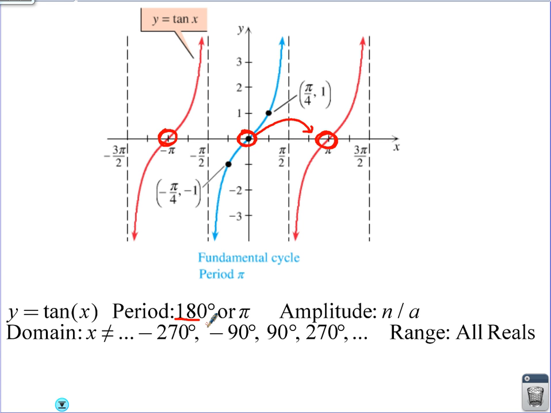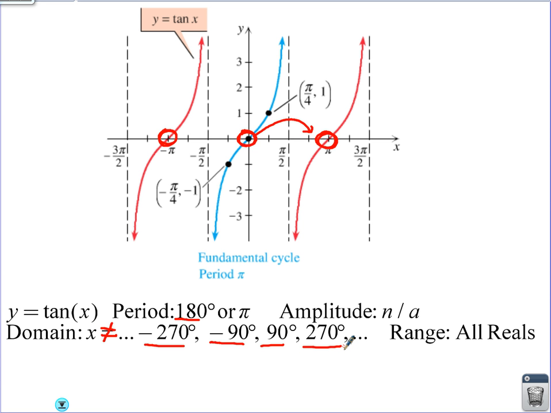Amplitude, not applicable. It doesn't have an amplitude. It doesn't have a height. Domain. Notice what we did here on domain. Again, when you list domain, you can either list the things that x is or the things that x can't be. And here we listed the things that x cannot equal. X cannot equal negative 270, negative 90, 90, 270, 450, 630.